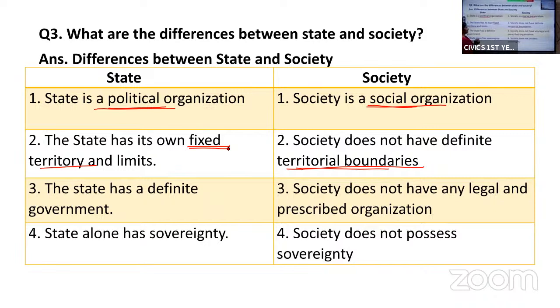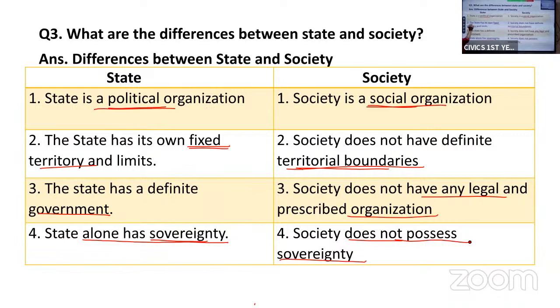Now, the state has an agency, that is government, to control the individuals, to control the actions of the people. To make laws, we have government. But society does not have any legal organization to control the people. Society does not have any legal or prescribed organization. And we know that only the state has sovereignty. I have been telling you this, that only the state possesses the sovereign power. So society does not possess sovereignty.